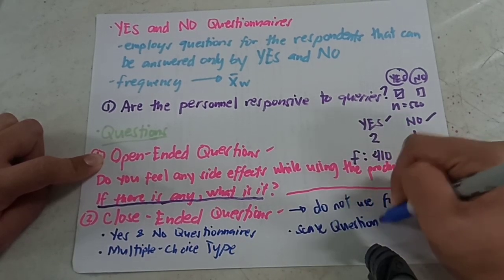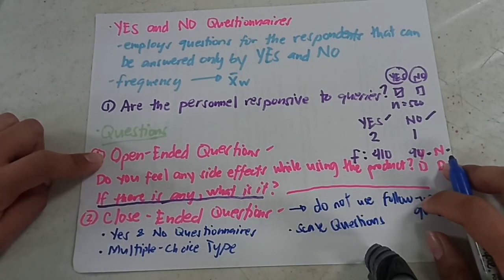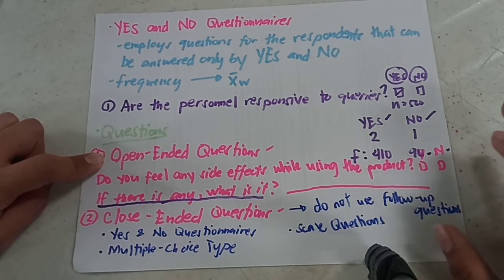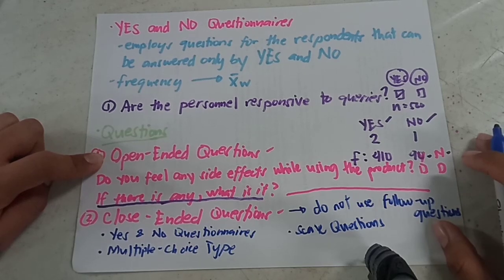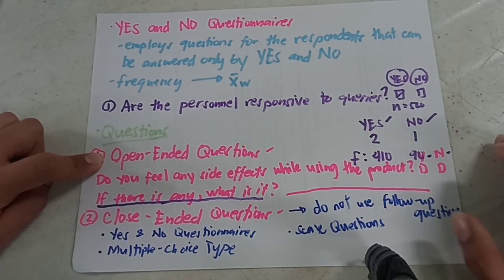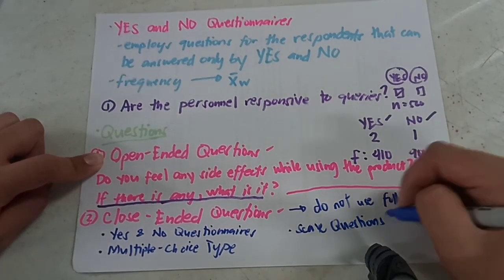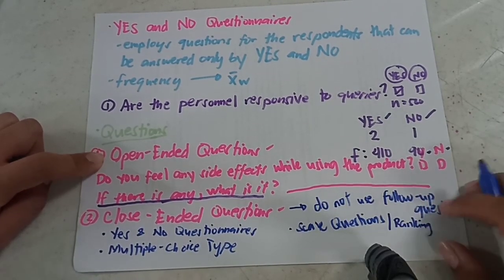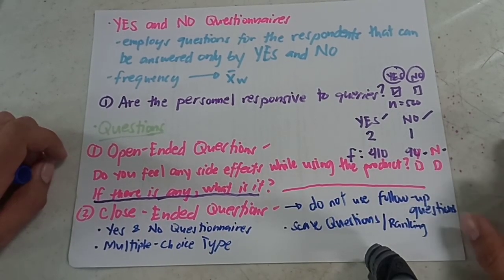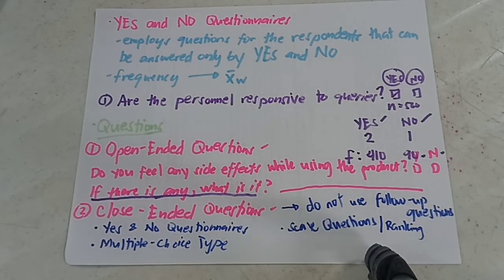So what are scale questions? Scale questions are those, for example, in a ranking of 1 to 10, rank the following factors based on your preference, with 1 being the highest and 4 being the lowest, something like that. So those are scale questions. Scale questions are also known as ranking. It is a question where you rank certain variables. Okay? So these are the different components of a questionnaire used in survey researches.